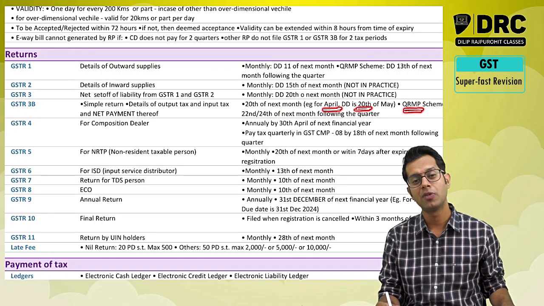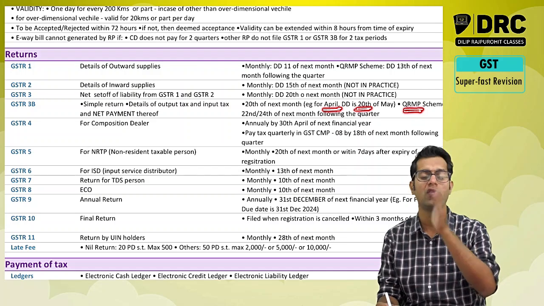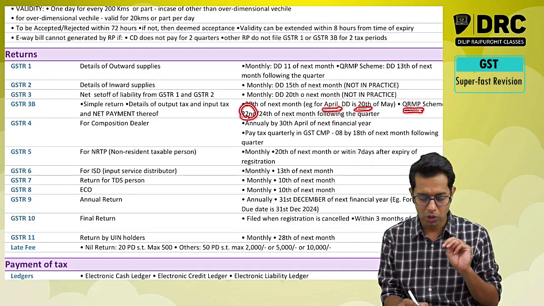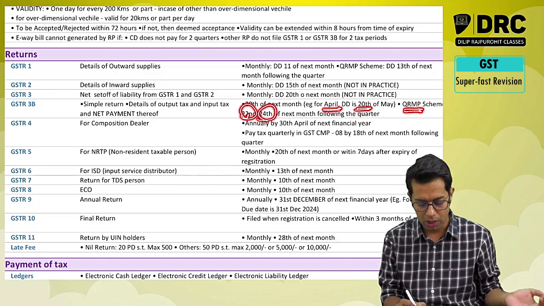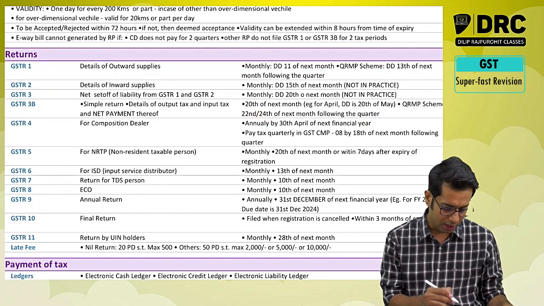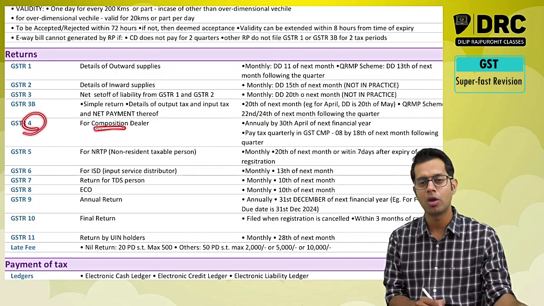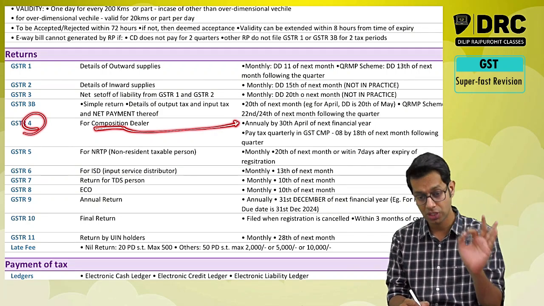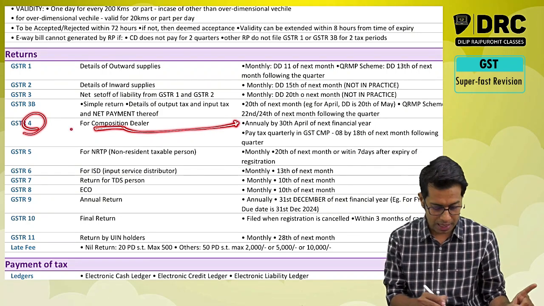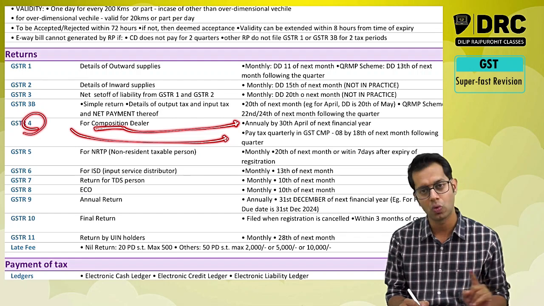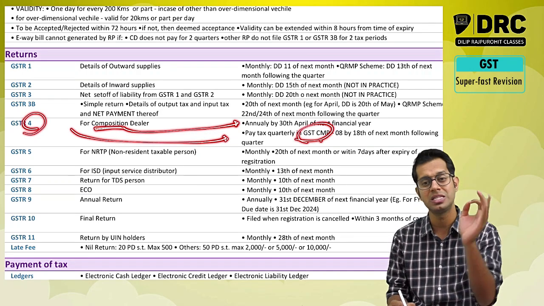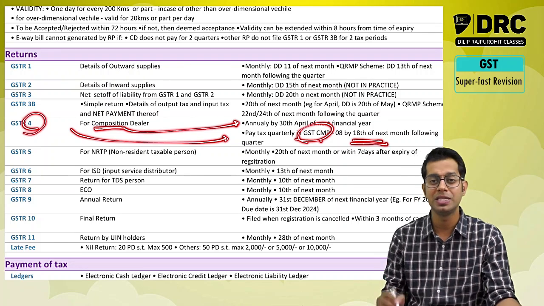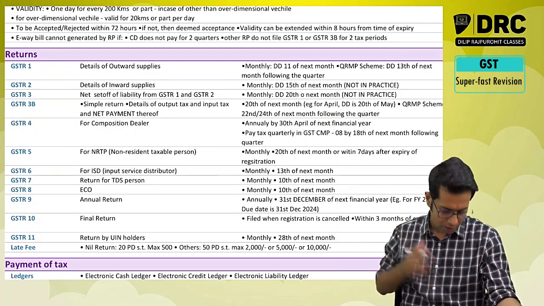Now if you have opted for the QRMP scheme, the due date of filing this GSTR3B will also be on a quarterly basis. It is on the 22nd or 24th of the month following the quarter. GSTR4 is a return which is required to be filed by a composition dealer. The due date of filing this is 30th April of the next financial year, because it is required to be filed once in a year. And he also has to make the payment of taxes on a quarterly basis by using Form GST CMP 08. The due date of this is the 18th of the month following the quarter.